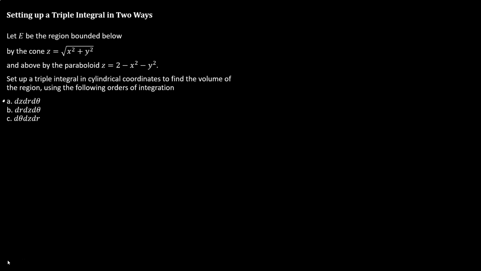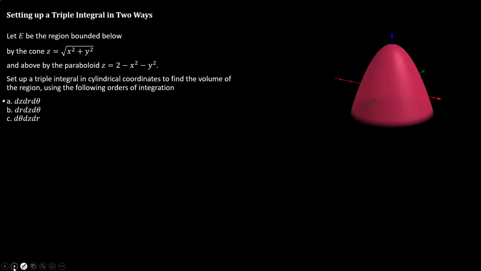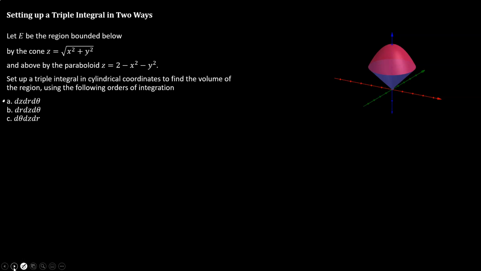So being able to translate between them or being able to recognize them in any form is going to be very useful. So let's set up a triple integral. Let's find the volume of the region E, and it's described to be bounded below by a cone, and I have a graph of the cone on the screen. So this is the bottom of our solid. It'll be bounded above by a paraboloid, and we have that on the screen, so this will be the top of our solid. And when we mush those two together, we get the surface that we see on the screen.